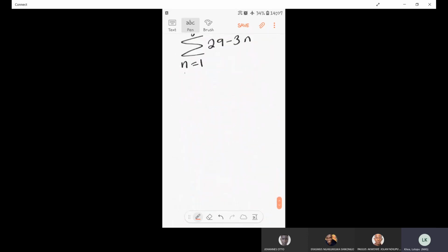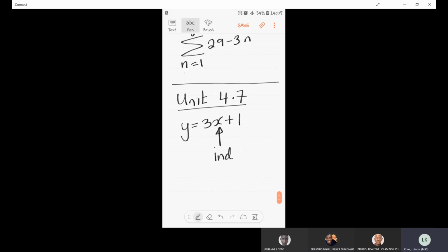Now we will go backwards a little bit and look at the graphical presentation of functions. So this is unit 4.7. Okay, so we have y is equal to 3x plus 1. This is the equation of a straight line. So what we need to know about this is the independent variable, and this one here is dependent.